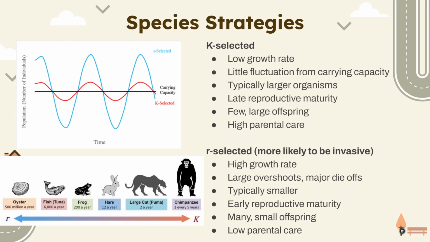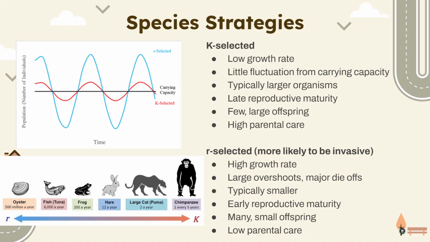r selected species, on the other hand, are organisms that prioritize a high reproductive rate and are more likely to be invasive. They have a high growth rate with large overshoots and major die offs. They are typically smaller and reach early reproductive maturity. They produce many small offspring and have low parental care. Examples include bacteria, insects, and oysters.